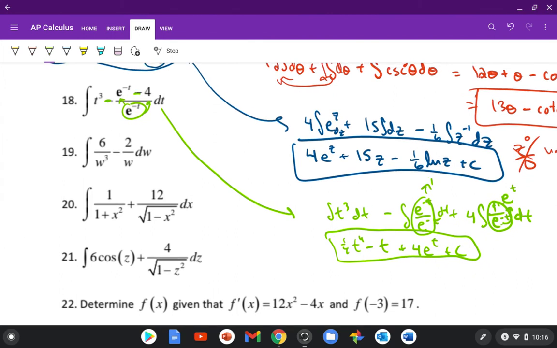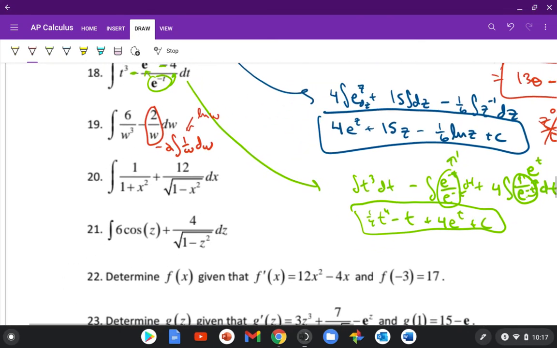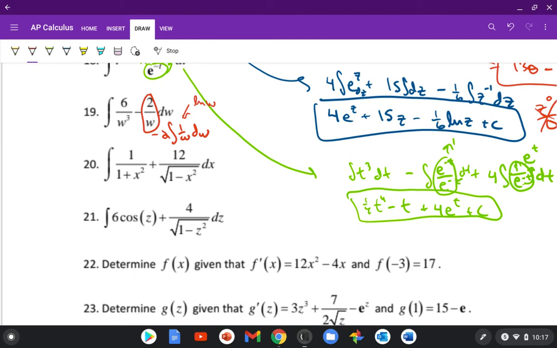All right, number 19. This one, it doesn't look hard, but the only tricky thing on this one is the integral of that part would be like minus 2, 1 over w dw. And that one, when you take the integral, remember, is just the natural log of w. So it's a little tricky in that one. These last couple here, I might have you try these.